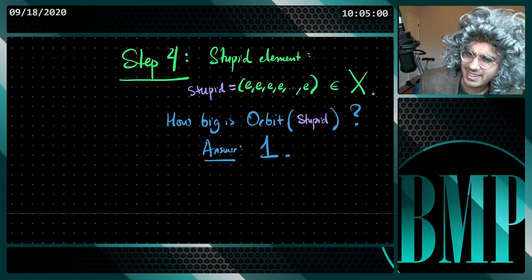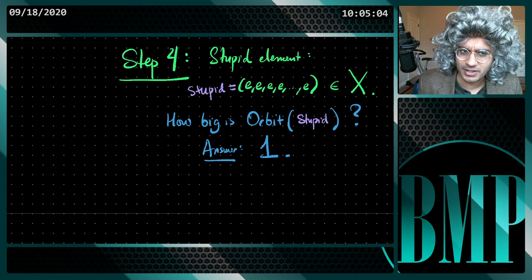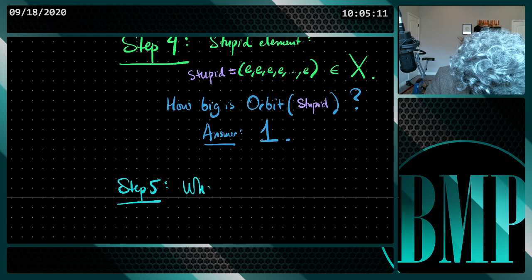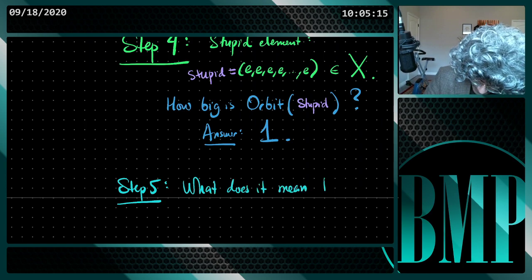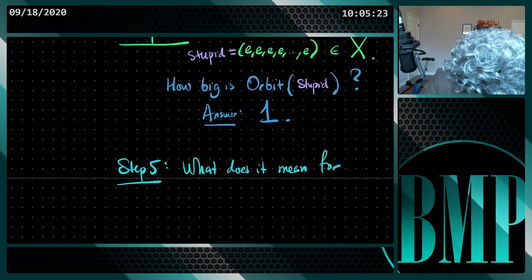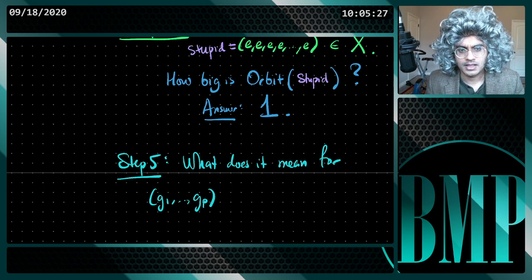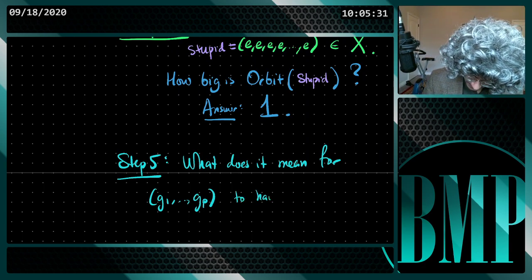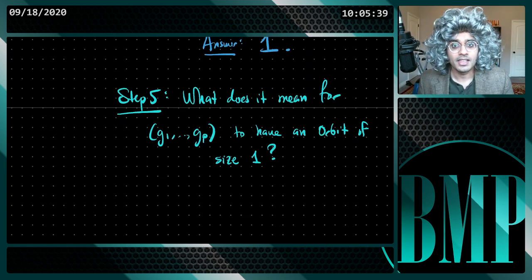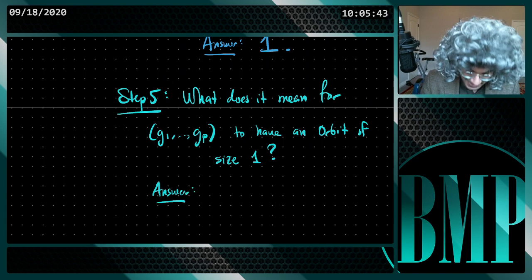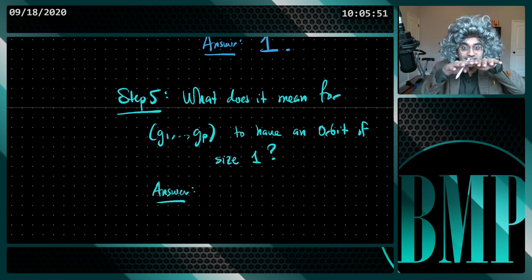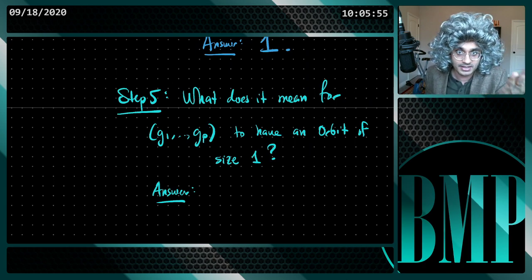Next thing we should say is, wait, what does it mean to have an orbit of size 1 in general? Step 5. What does it mean for the string G1 to GP to have an orbit of size 1? Answer: it means G1 has to equal G2, has to equal G3, has to equal G4, and so on, because the orbit is just what happens when you cyclically shift this string.